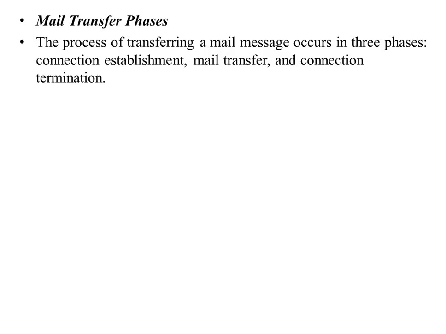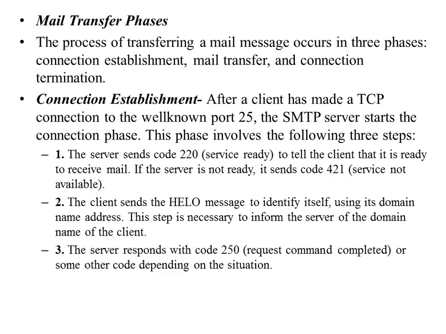There are some mail transfer phases. Let us try to understand how the mail transfer phases take place through SMTP. The process of transferring a mail occurs in 3 phases. First, you need to establish the connection, then the actual mail transfer, and then mail termination. So first you have to establish the connection. How are you going to establish the connection?